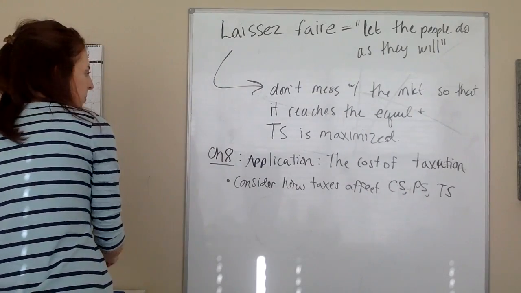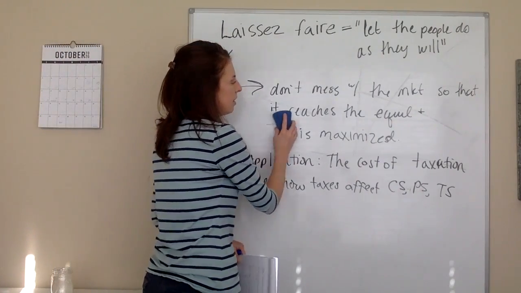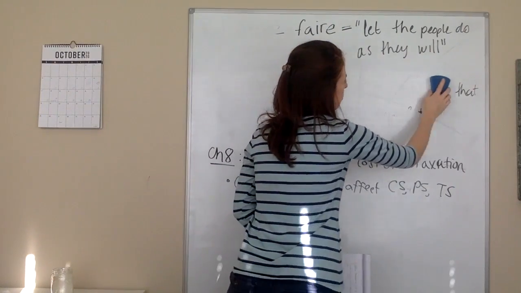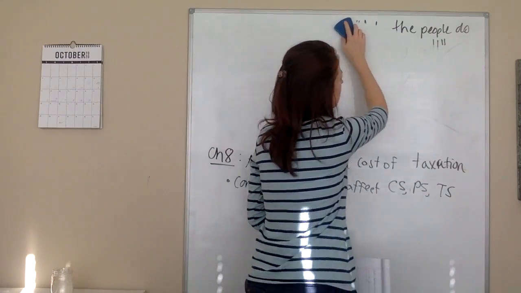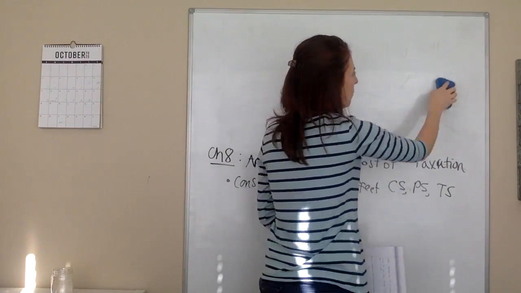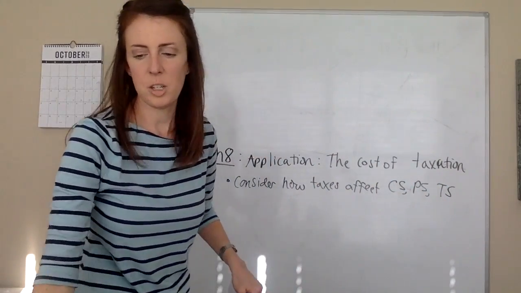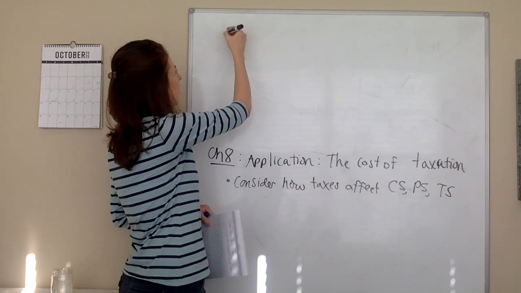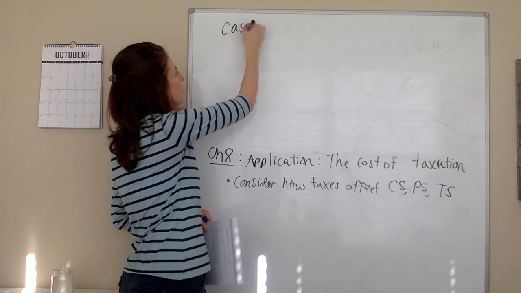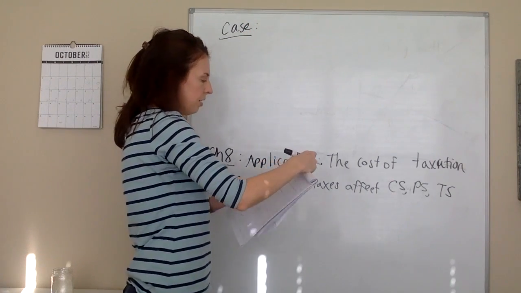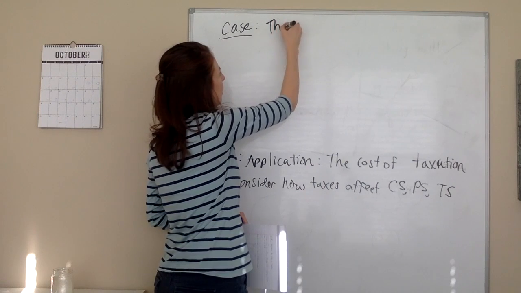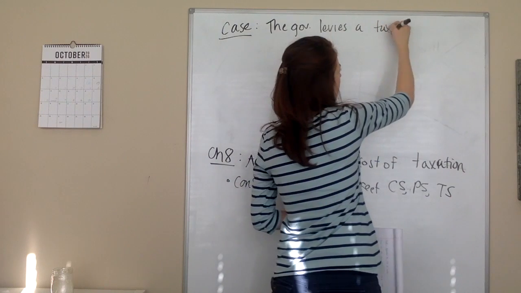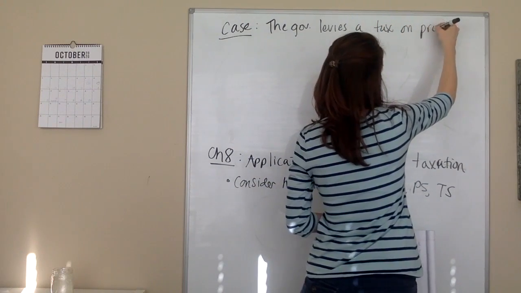So for the sake of time, I'm just going to give you one kind of case. This extrapolates to other cases. So basically, I'm giving you a demonstration of the results using one story. But if you read the textbook, you'll get all the stories that reach the same conclusion. The case we're going to consider is: suppose the government levies a tax on producers.